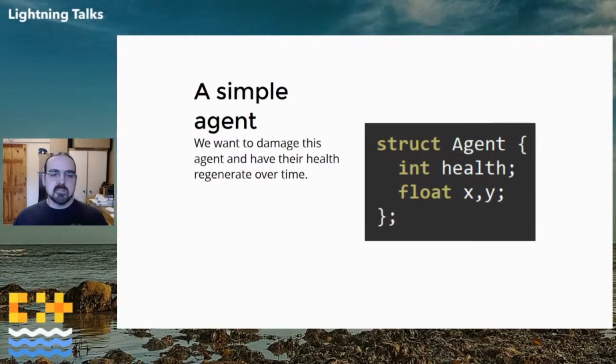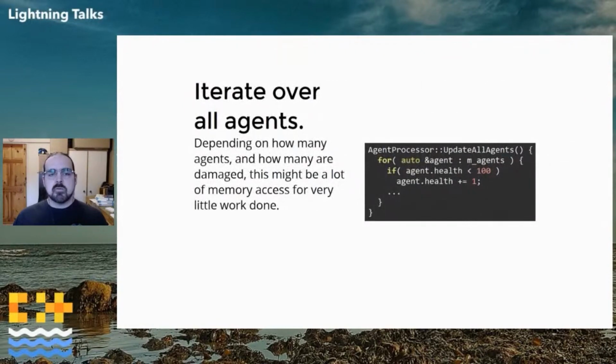The single type is agent. Very clear, very easy to understand. But then when we iterate over all of the agents, we notice that we are doing a lot of work. If there are many agents, we might be accessing every single piece of memory for what might be maybe one or two of them that actually are hurt. That is excessive. So what do?